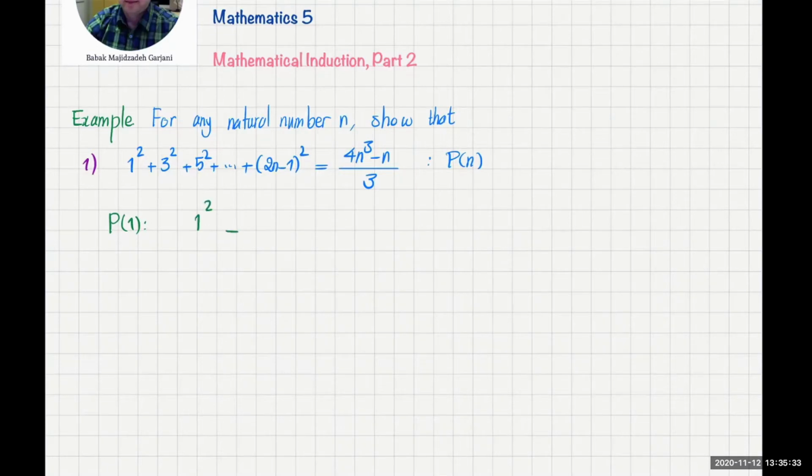And I need to ask myself, is this correct if I put n equal to 1 on the other side? So it means 4 times 1 to the 3 minus 1, divided by 3. But I think it's very easy to check. 1 to the power 3 is 1, times 4 is 4, minus 1 is 3. 3 divided by 3 is 1, and 1 to the power 2 is also 1. So yes, this is true.